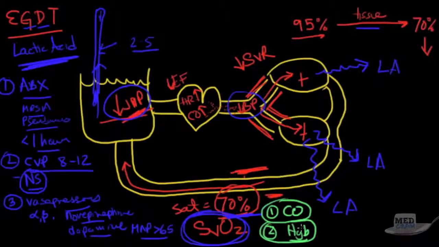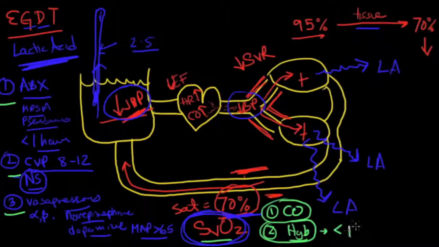Hemoglobin, obviously, the more hemoglobin molecules there are, the more oxygen will be delivered to the peripheral tissue. So we check the hemoglobin. If we've done all three of these things and our SVO2 is still less than 70%, if the hemoglobin is less than 10, we transfuse blood. If it's greater than 10, then we know that there's only one thing left that is not corrected for, and that is the cardiac output.